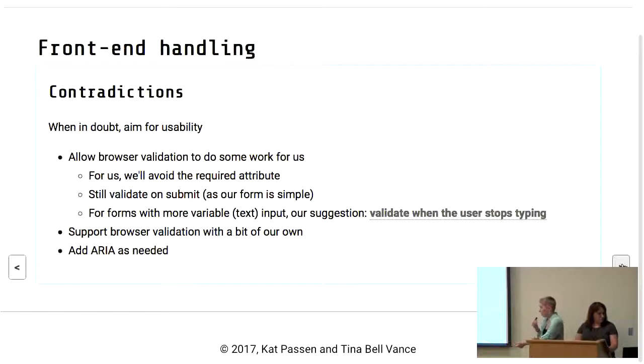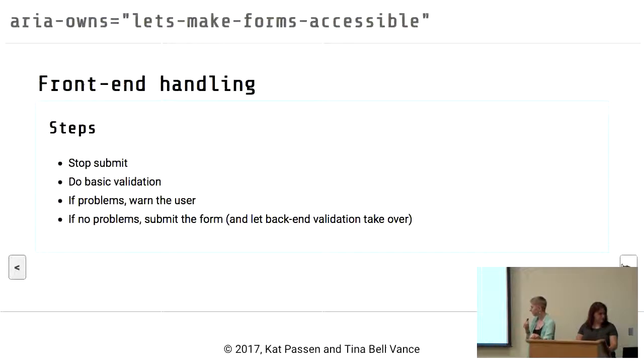We're still going to do some backend validation on submit, but we're also going to do some JavaScript validation on submit, because our form is simple. We don't need to stop people as soon as they're typing. But if you need to stop them as soon as they're typing, we suggest that you validate as soon as the user stops typing. This would be setting a timeout for listening to make sure that they have finished, and before they move out of the field and focus into the next one, you can run a validation on that field real quick and make sure that everything's fine. So we're going to support what's going on in the browser with a bit of our own validation, and then we add in the aria that we need to add in.